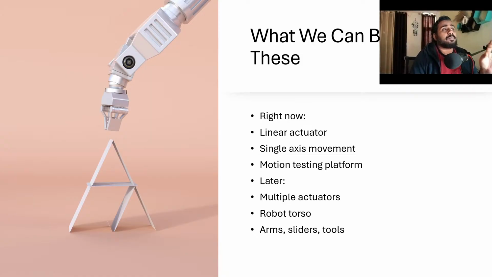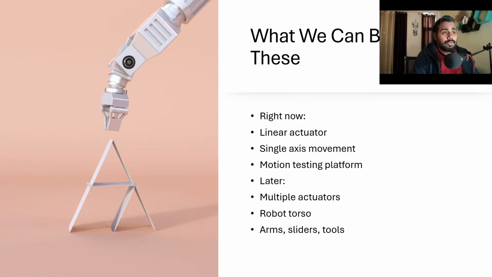What we can build with these right now is a linear actuator. That's the main goal. That is what I'm going to do in the next live streaming. Single axis movement, back and forth, push and pull. A motion testing platform. Later on we are going to use this as we progress throughout the months. We can build multiple actuators and make them perform things simultaneously, one after the other, depends.